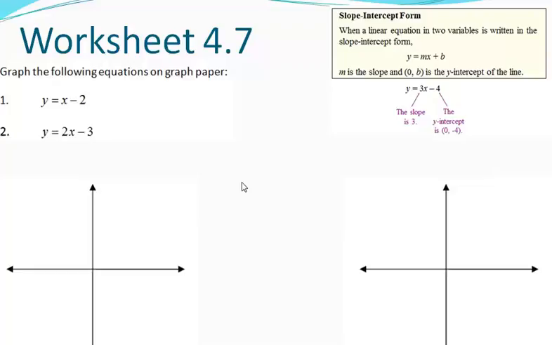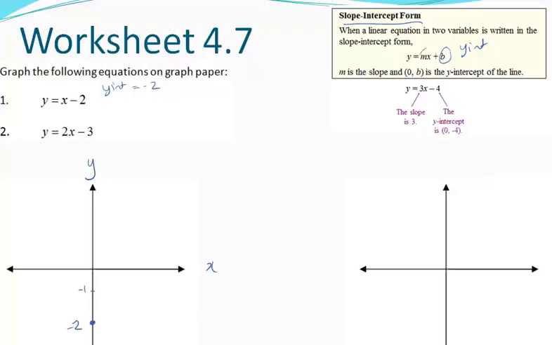Worksheet 4.7, Graphing Linear Functions. So here we're going to be using the slope-intercept form for actually graphing our equations. So we're going to find here our b, our mx plus b, this is our y-intercept. So here for question 1, our y-intercept is -2. So we cut through our y-axis, here -1, -2, at -2.